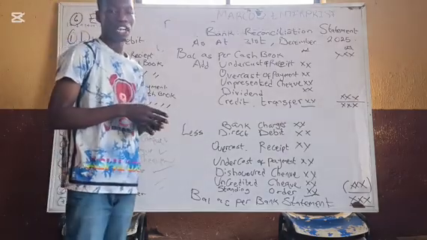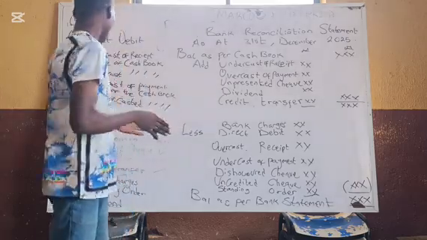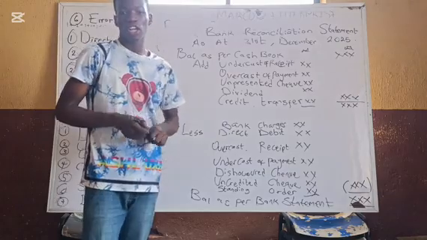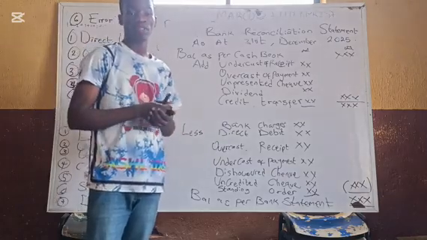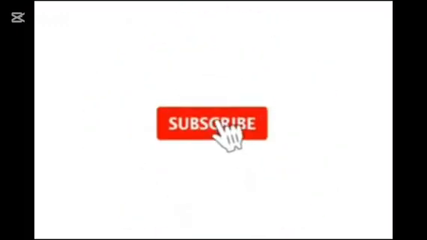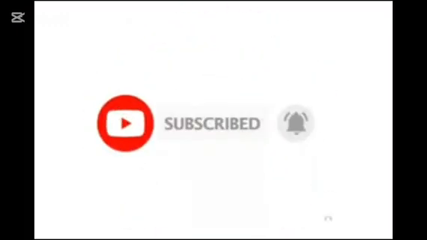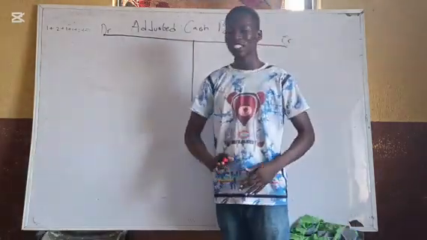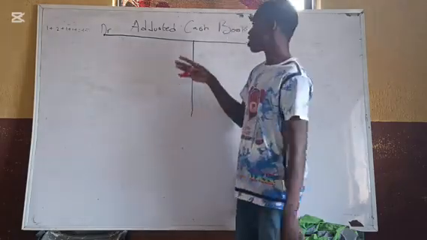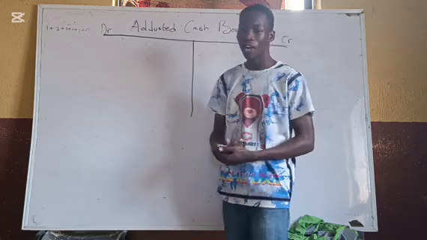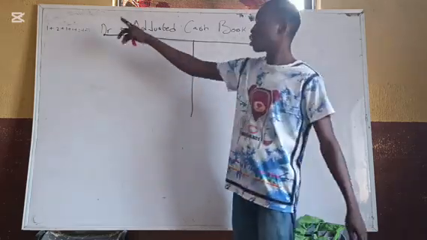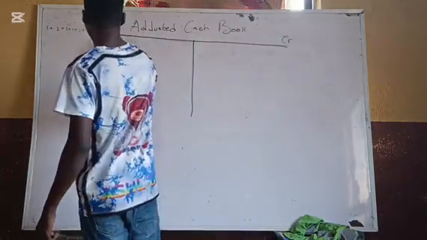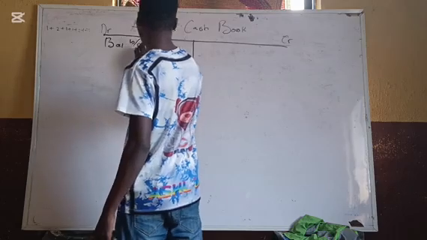Now what we are going to do is look at how to solve questions on this, especially that of adjusted cash book. Now the last part, which is the adjusted cash book, right? In this adjusted cash book, we are treating it the way we used to treat our cash book. So we have the debit, we have the credit side. We are going to have the balance brought forward here.